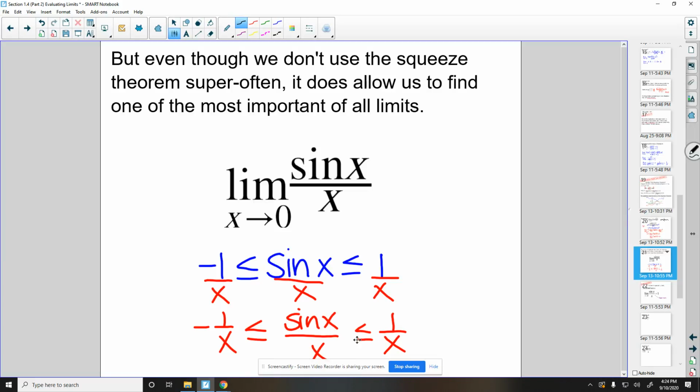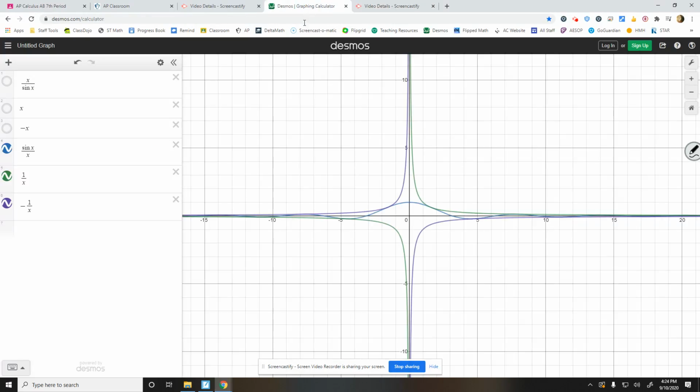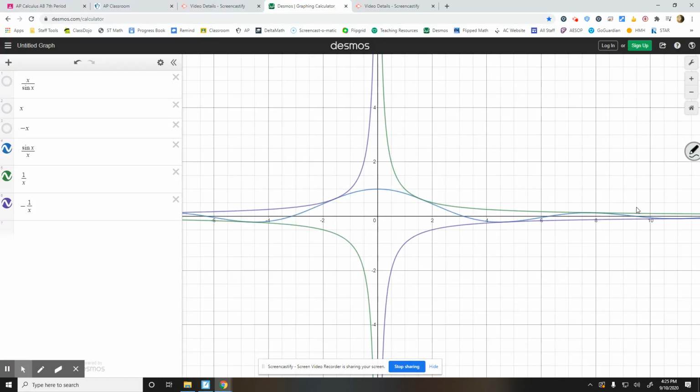So I have a couple steps of what the squeeze theorem would look like if I were trying to solve this particular question. And then I'm going to get to the point where I can't do a whole lot. So I'm going to refer to a graph to show you what's going on. In Desmos, the green line is the reciprocal function 1 over x. That's a parent function from last year. The purple would be the same thing but reflected. And then the blue is what we're trying to find. If you look, the blue line is sandwiched right in between these other two functions.